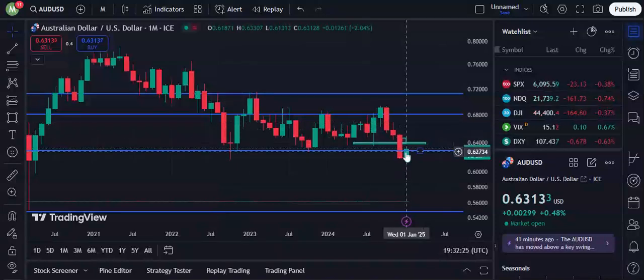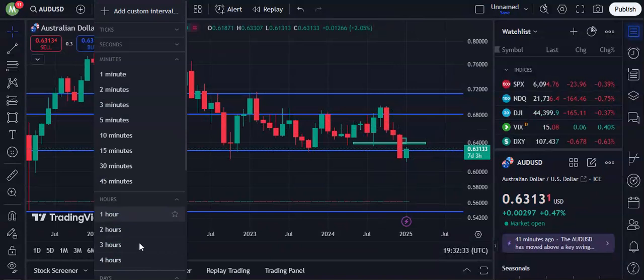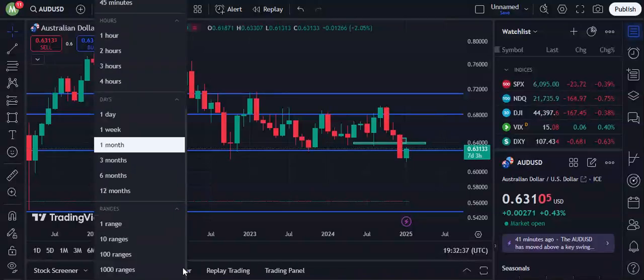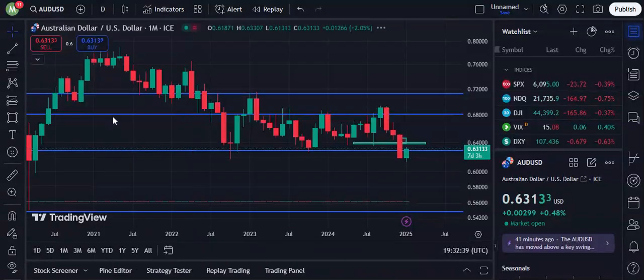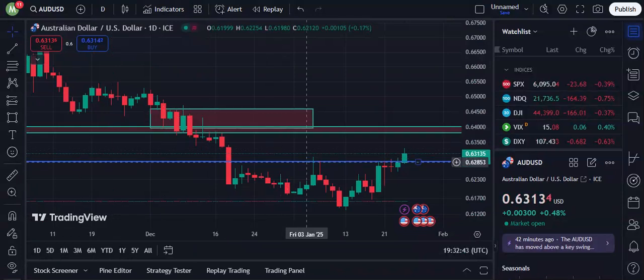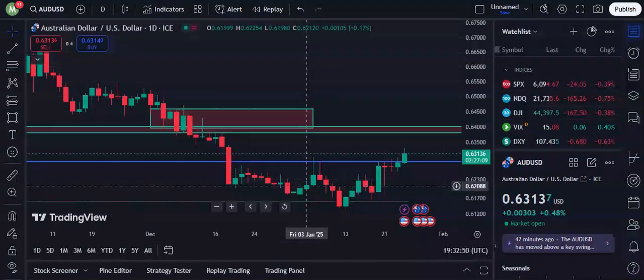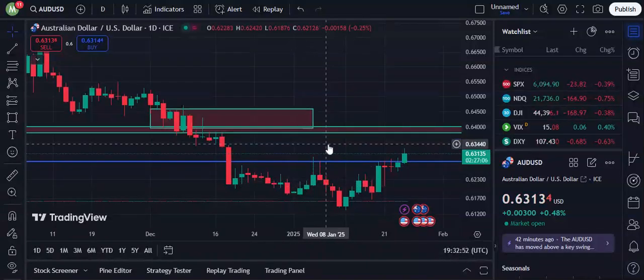What we have around this area, we have this, right? That is what I was showing you. So let's maybe go to the daily time frame. Let's go to the daily time frame. So we have on the daily time frame.